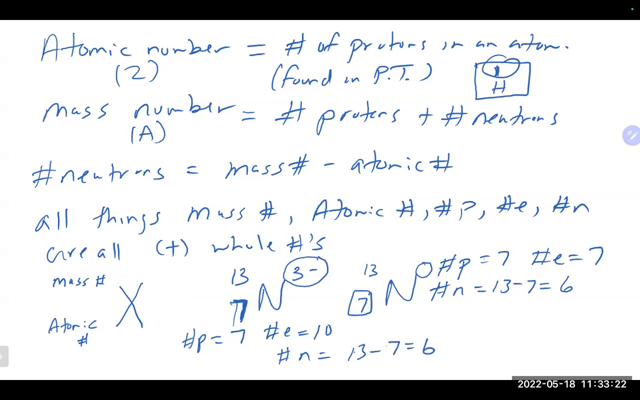Question on that. So if something has a negative charge, it means it gained electrons, which is why it's negative. And the only thing that would change is the number of electrons. And obviously, if it has a positive charge, which is a cation, it has lost electrons. So again, the only thing that would change would be the electrons. It will go down from its neutral form. Any questions on that there? Okay.